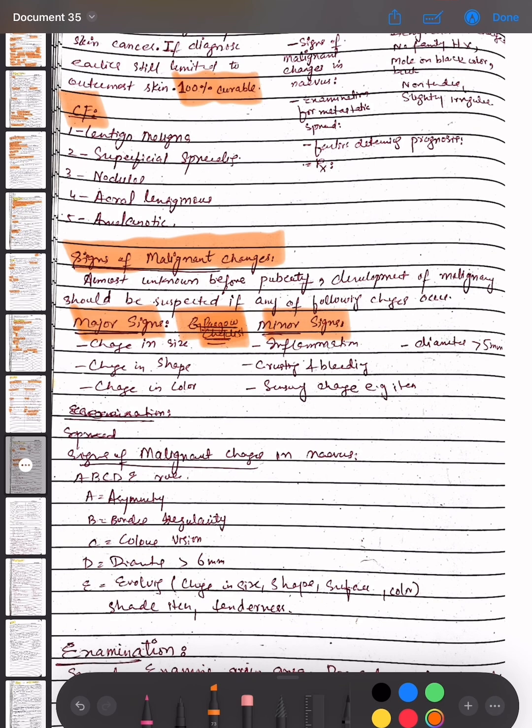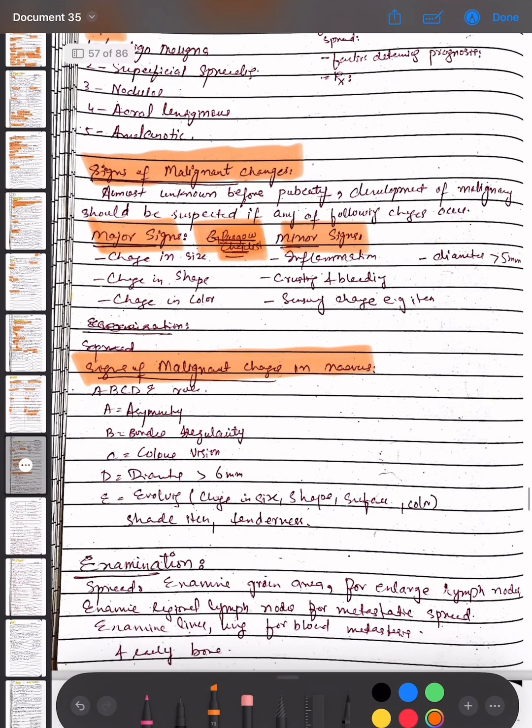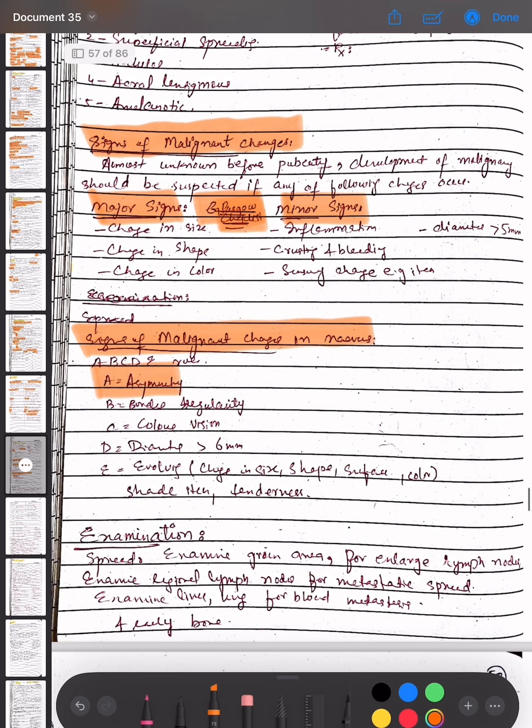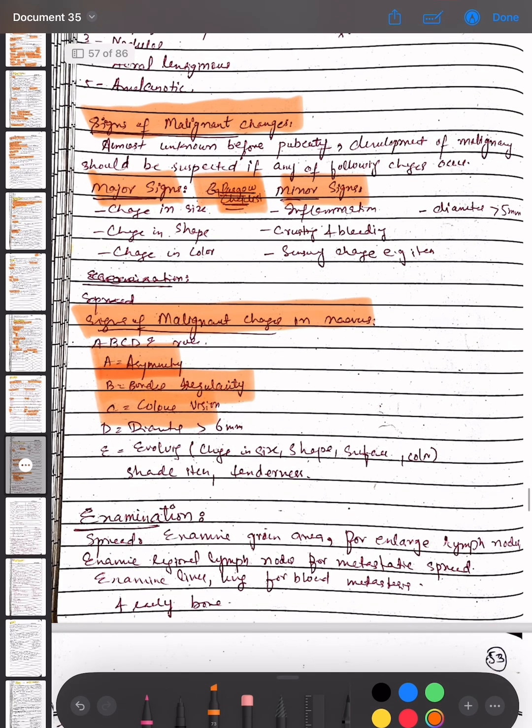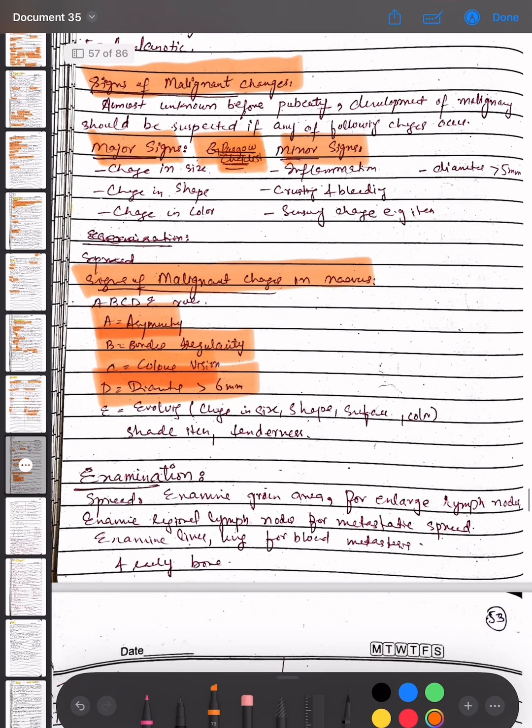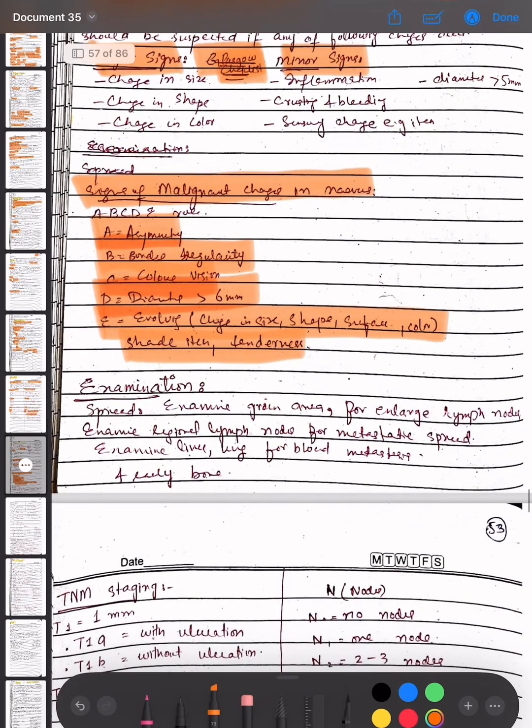Now, what are the signs of malignant changes in naevi? These follow the ABCDE rule. First of all, asymmetry will occur, then border irregularity, then color variation, and the diameter will be greater than 5 or 6 millimeters, and then evolving changes in size, shape, surface color, shade, itch, and tenderness. Okay, what examination do we have to do?